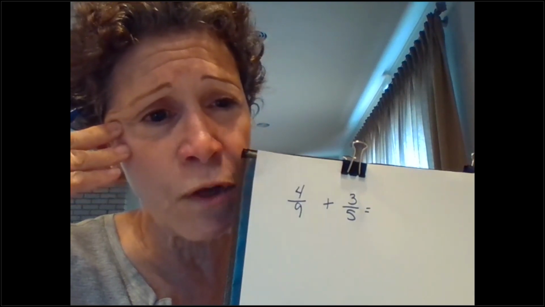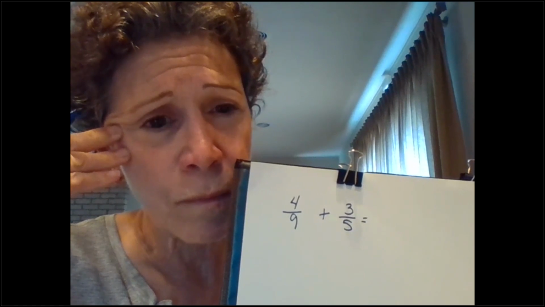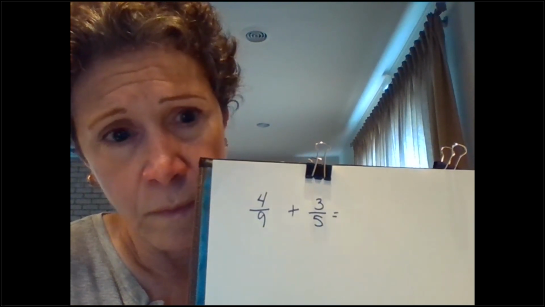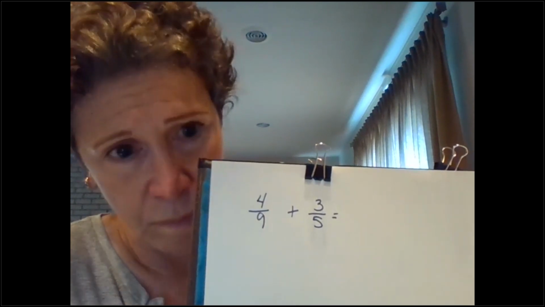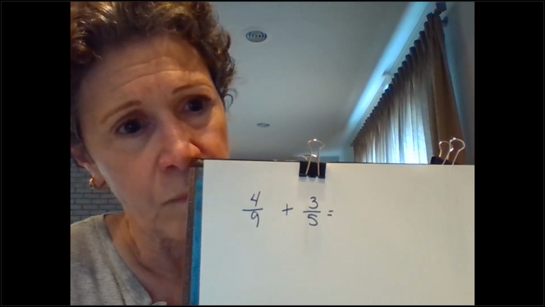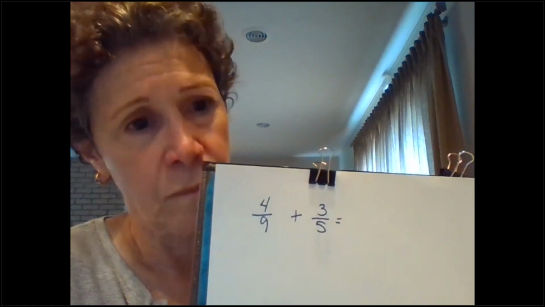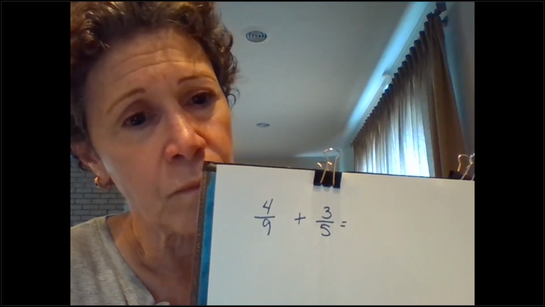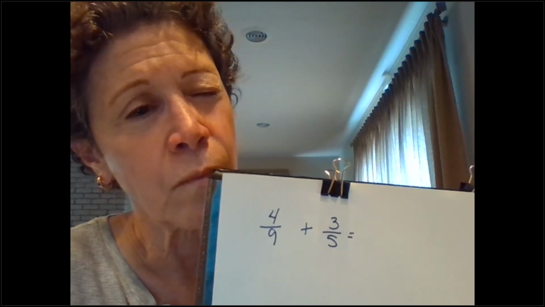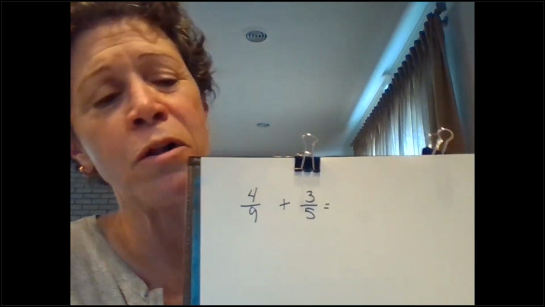Okay, so I want you to figure out what's the first thing that we have to do here. The first thing you have to do is find the least common multiple of 9 and 5. Good. And then once you find that, you would make that the denominator of both fractions. So it would be 4/45 and 3/45. And then after that, you would... Okay, hold on.